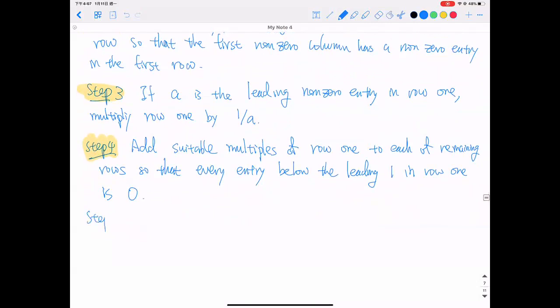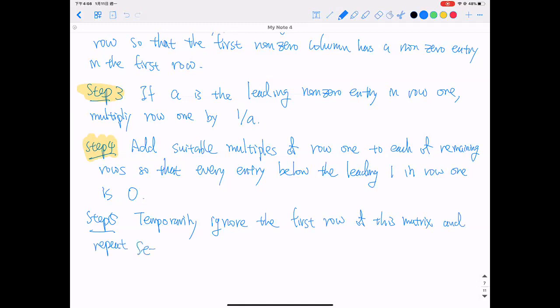The next step, step 5: temporarily ignore the first row of this matrix and repeat steps 1 through 4 for the submatrix that remains.